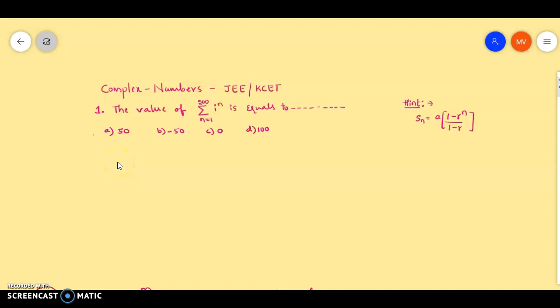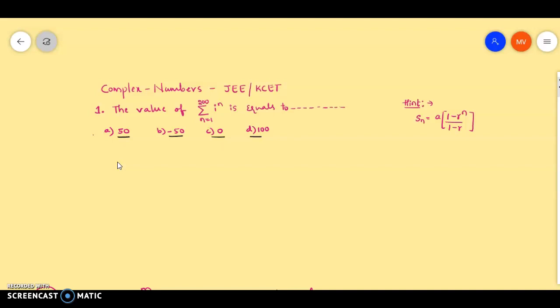So here is our complex number chapter. The first question is the value of summation of n equals 1 to 200, i to the power n, equals. Here are the options. Option A is 50, option B is minus 50, option C is 0 and option D is 100.